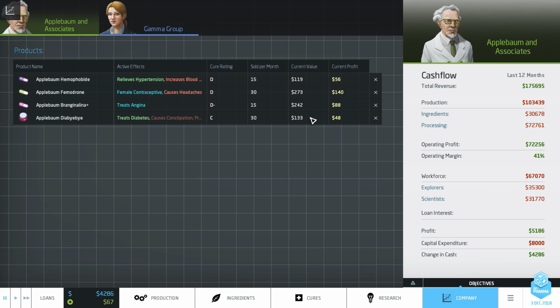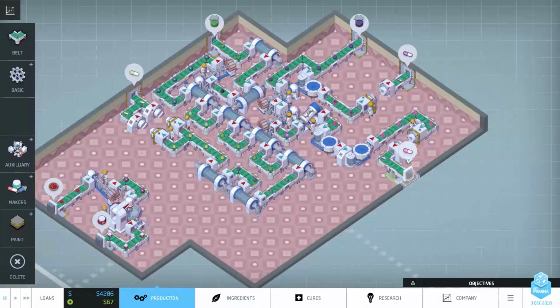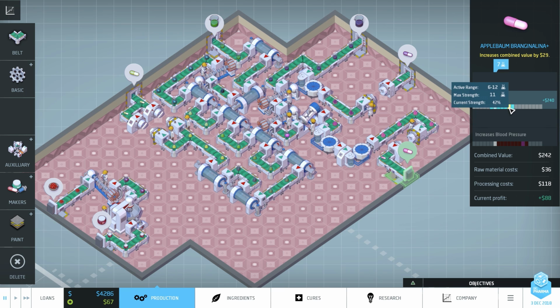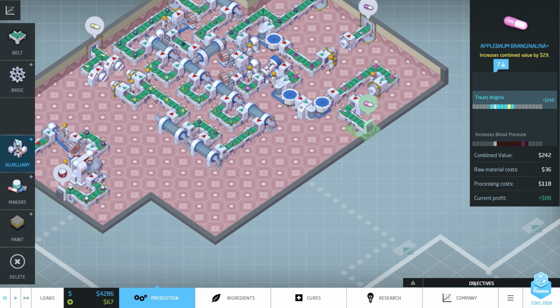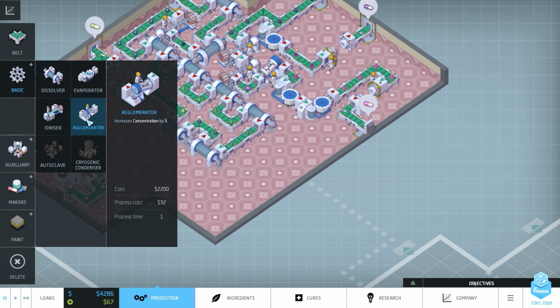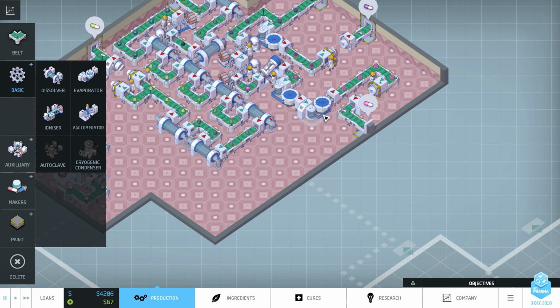So to do that, last time we did a little research here, we used the analyzer to find out that this drug maxes out, it's the best it can possibly be, at 11. We need to get from 7 to 11, which means it requires 4, which is gonna require a couple machines that we have used in the past. Obviously, we have the agglomerator, which is gonna boost it by 3, and then we'll need one more evaporator in the process to boost it one more to be back up to 11.